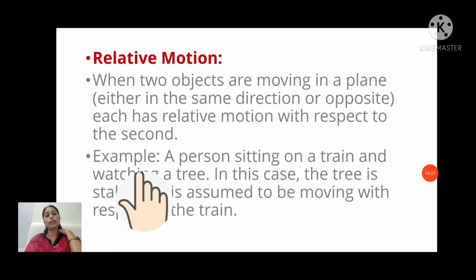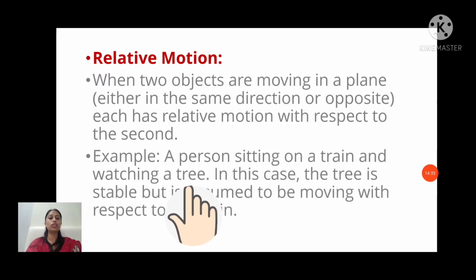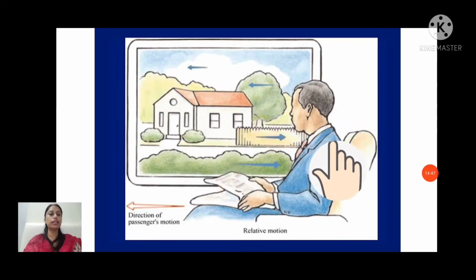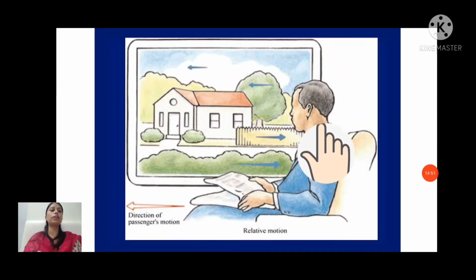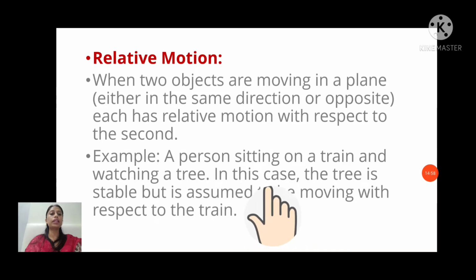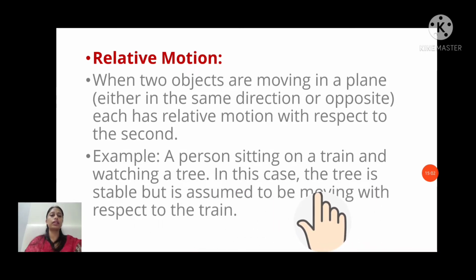Let's see an example of relative motion. Here we can see a person sitting on a train and watching a tree. As you may have also experienced while going in a train or any bus or vehicle, a person sitting on a train is watching a tree. In this case the tree is stationary, but it is assumed to be moving with respect to the train. When you are going by train, you may have experienced that when we look from the window, it seems that the tree is also moving with us, with our train. The tree and whatever objects are outside seem to be moving. But actually the tree is not moving.